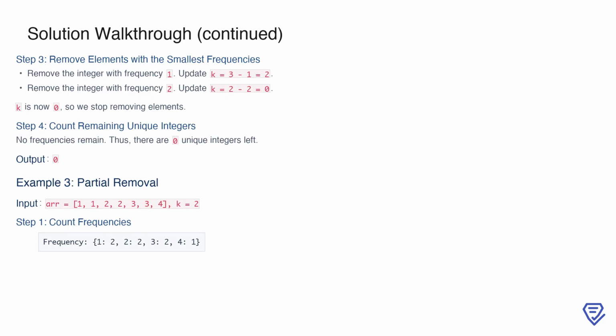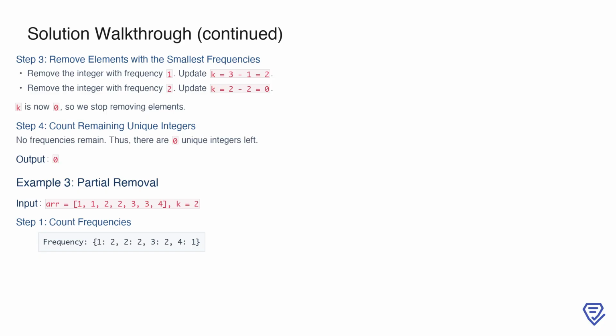We start removing elements with the smallest frequency. The integer with a frequency of 1 is removed first, reducing k to 2. Next, we remove the integer with a frequency of 2, which brings k down to 0. At this point, there are no removals left to perform since k is fully used. Looking at the remaining frequencies, we see that there are none left, meaning there are no unique integers remaining in the array. As a result, the output for this example is 0.